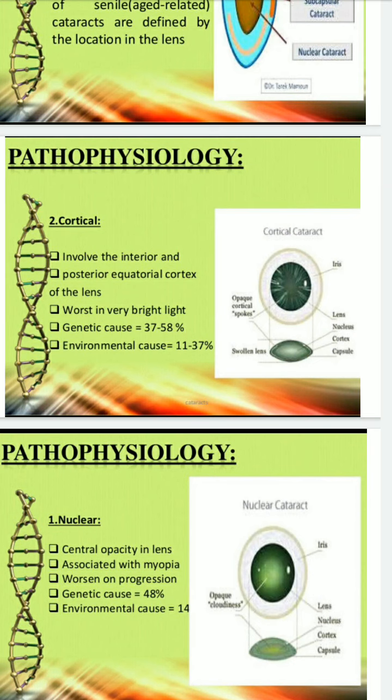The cortical cataract progresses at a highly variable rate. Vision is worse in very bright light. That is about the cortical cataract.